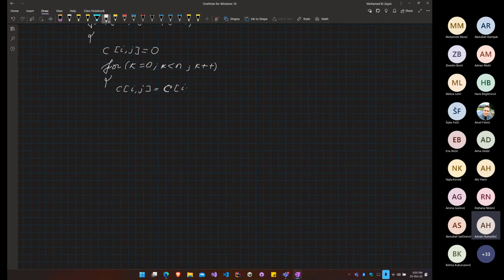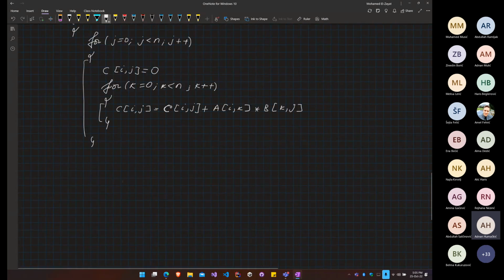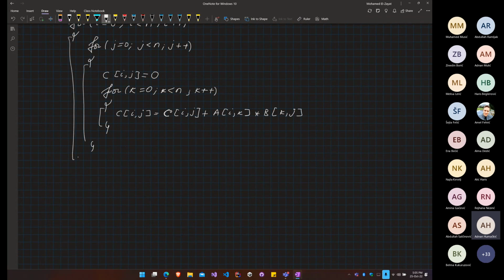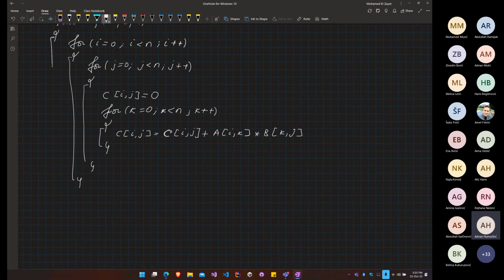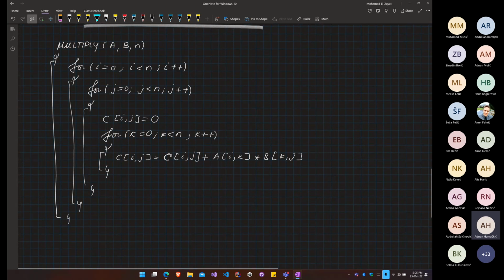C of I and J. Let me close the bracket. Plus A of I K times, I don't know, B K of J, right? And then we close the braces. So this closer to this is going to be closer to this, and this is going to be closer to that. And this is the end of the function, right? And then you return the multiplication somewhere in the bottom, which we don't care about currently.